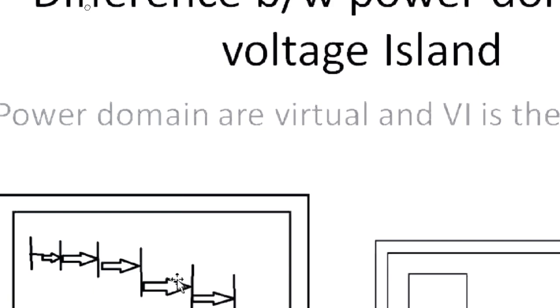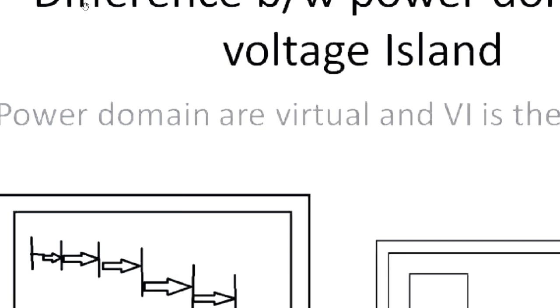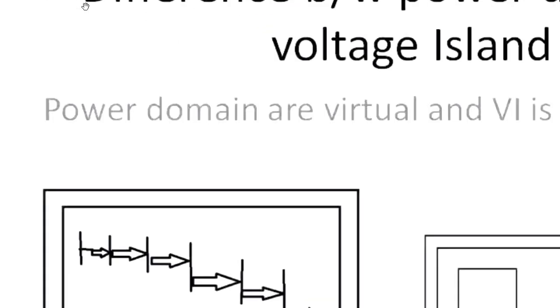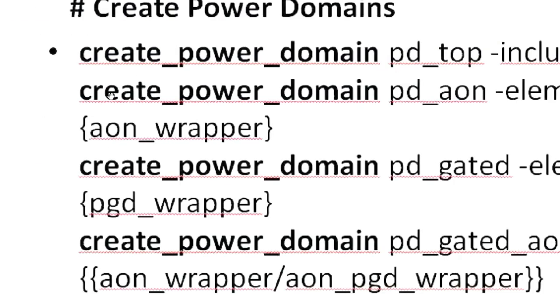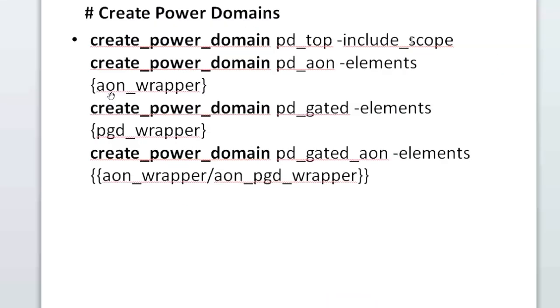So we can see in UPF or CPF, it is defined like create_power_domain PD_top -include_scope. What does -include_scope mean? It is the top level power domain, and inside that some modules will be there. Let's say the main domain has VDD_int, and inside that VDD_int a number of power domains will be there.